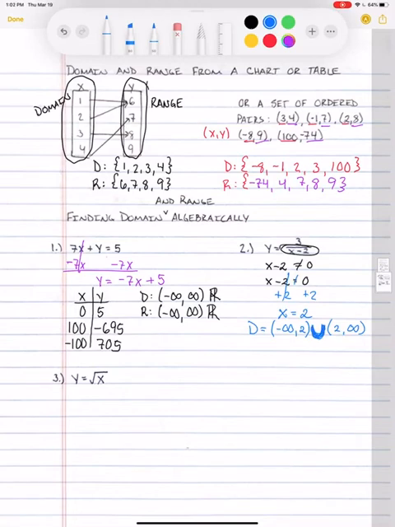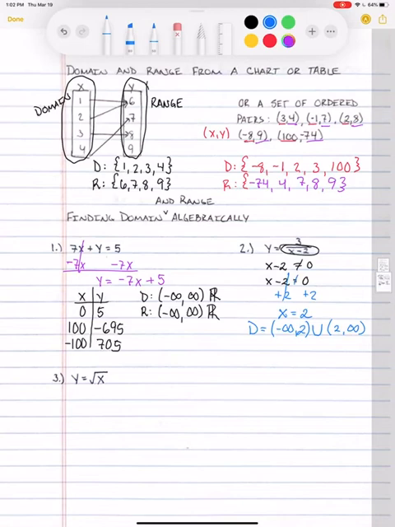Okay, it's just a symbol that means and. So my domain is from negative infinity to 2, but I'm not including it. If I was including it, I would put a solid bracket there, but I'm not. So I'm just leaving it as a parenthesis. And then it includes, again, not 2, but any number other than 2 going up to positive infinity.